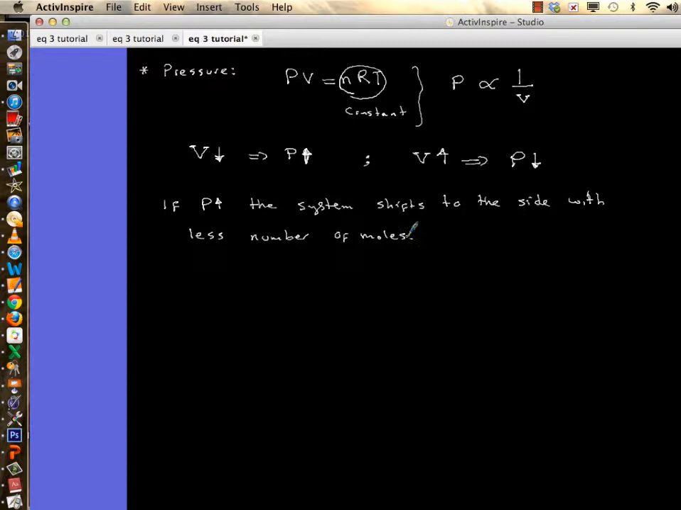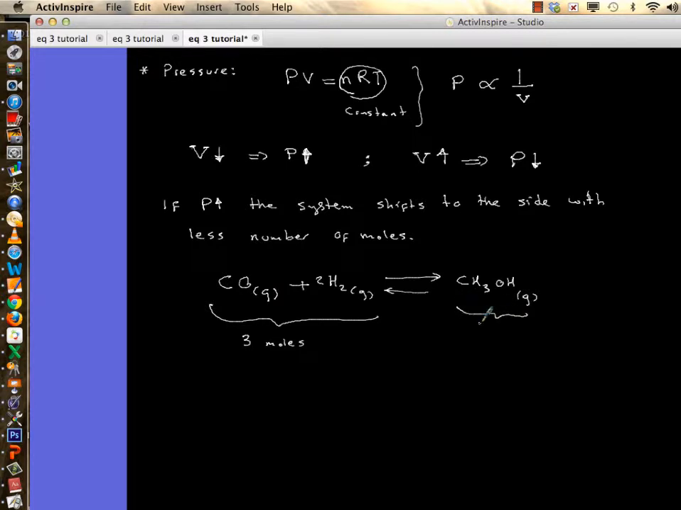Then let's just look at the methanol example and increase the pressure of the system and see what happens. So carbon monoxide plus hydrogen gas gives you CH3OH. It was exothermic, but heat has nothing to do with my pressure at this stage. We assume temperature is held constant. Now, what you should realize is these are all gases. So you have 1 mole of carbon monoxide and 2 moles of hydrogen. Collectively, you have 3 moles of reactants. On the right-hand side, on the product side, you simply have 1 mole of product.